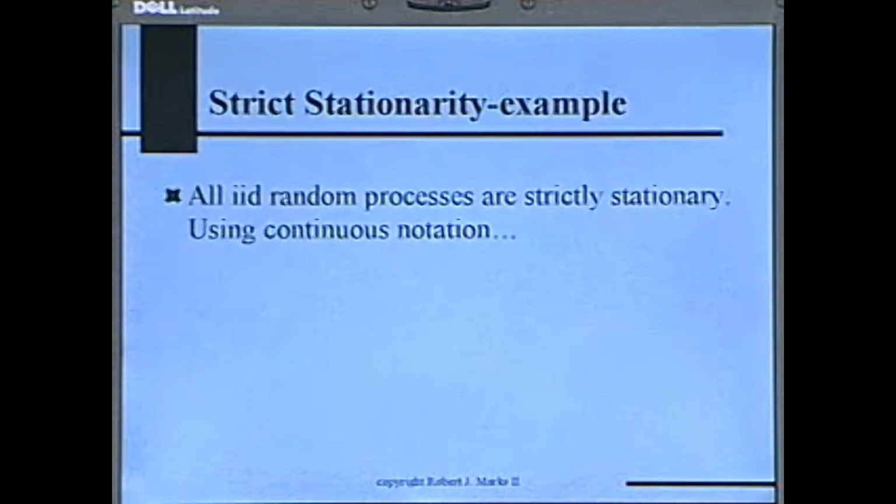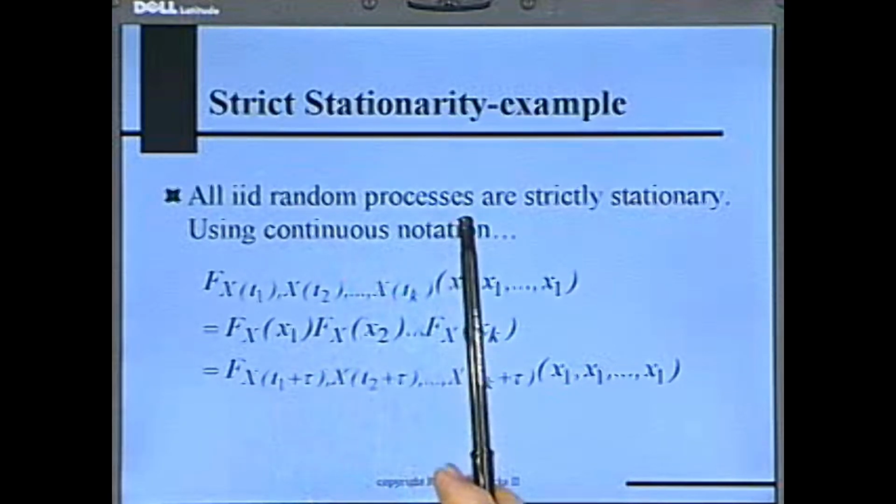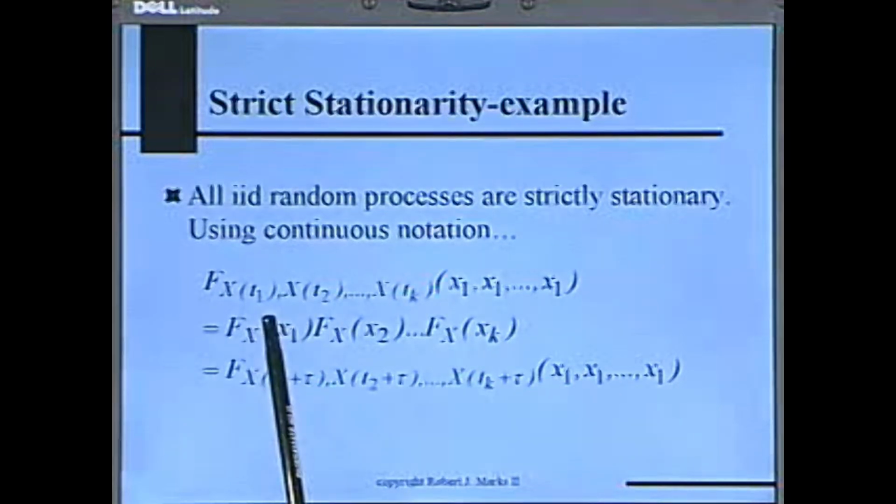All IID random processes are strictly stationary. That's interesting. An IID random process is one wherein all of the samples of the stochastic process are independent of all of the other samples, be it in the discrete sense or the continuous sense.